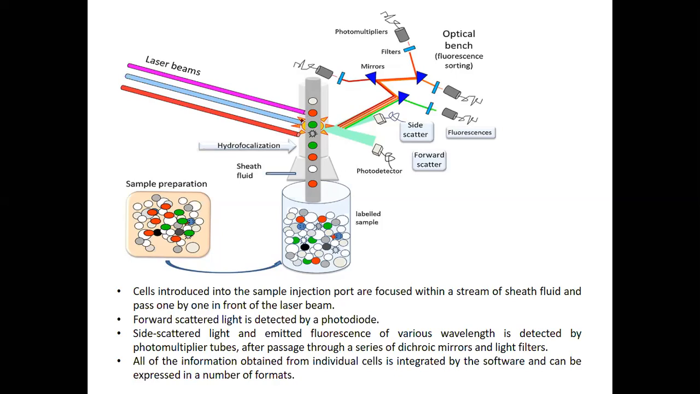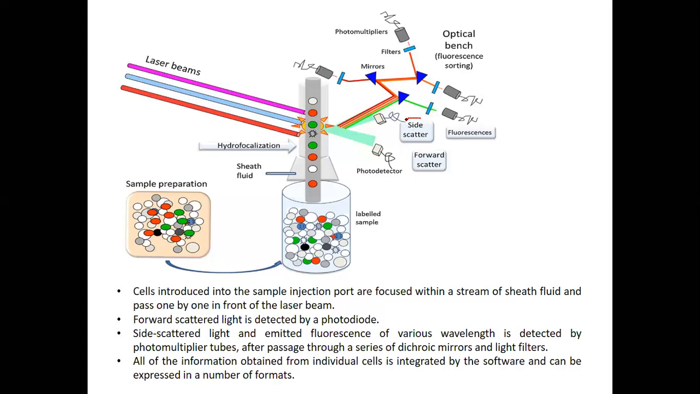So if you look at this, this is the sample preparation. You could see there are multiple cells: green cells, red cells, gray, white, everyone. Here it is allowed through a hydrodynamic sheet fluid, and then each and every individual cell passes. In a minute it can sort several thousands of cells, and you could see that there is a series of detectors there.